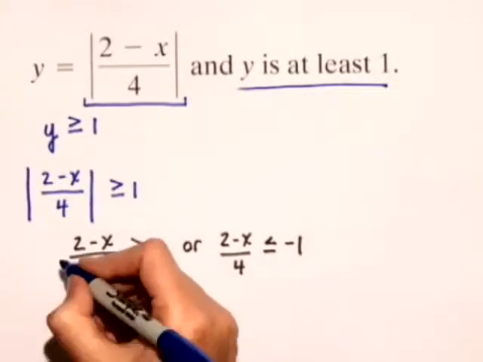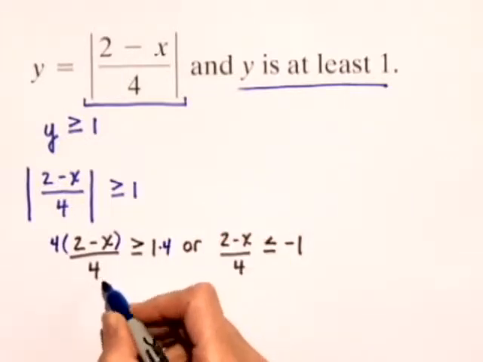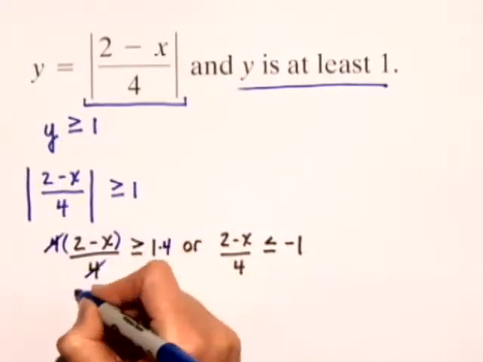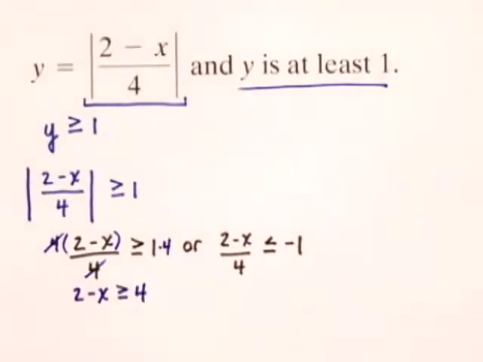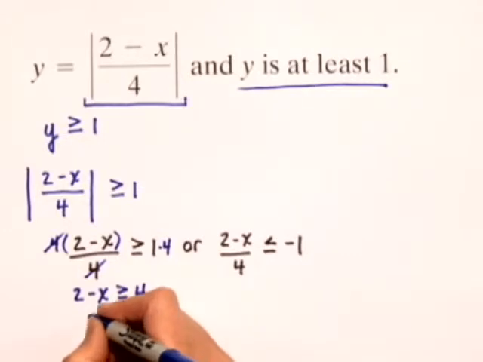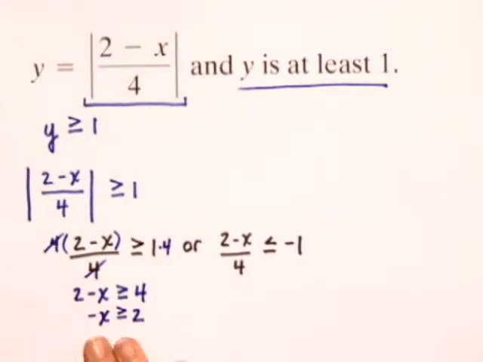The first one, let's work on by multiplying both sides of this inequality by 4 so that we can clear the fraction. The 4's divide out, and I have 2 minus x is greater than or equal to 4. If I subtract 2 from both sides, I have negative x is greater than or equal to 2. Now remember, I have to divide both sides of this inequality by negative 1, so I'm going to reverse the direction of the inequality when I do that. Dividing both sides by negative 1, I get x is less than or equal to negative 2. That's the solution to the first inequality.